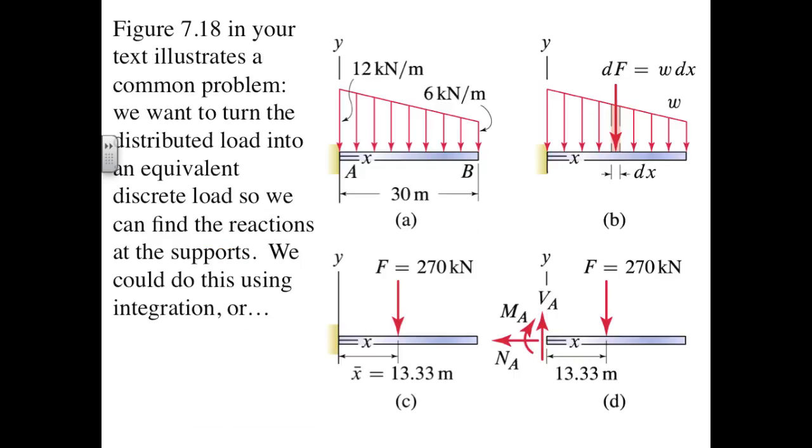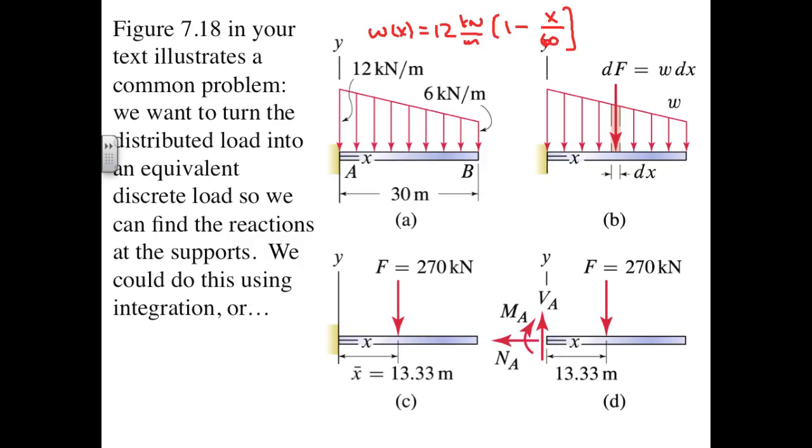Here's an example from your textbook where the functional form of W of x could be represented as W of x equals 12 kilonewtons per meter times 1 minus x over 60. We can see at x equals 0, W of x is 12 kilonewtons per meter, and it tapers linearly down to 6 kilonewtons per meter when x is equal to 30 meters. If you like, you can use the integral definitions to confirm that the resultant force is 270 kilonewtons and that its effective center is 13.33 meters from the left edge of the beam.